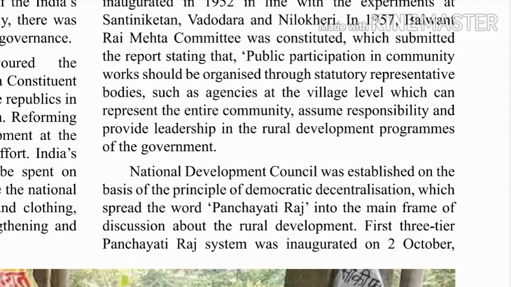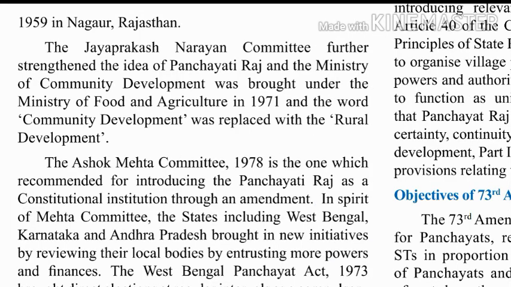The first three-tier Panchayati Raj system was inaugurated on 2 October 1959 in Nagaur, Rajasthan. The Jayaprakash Narayan Committee further strengthened the idea of Panchayati Raj, and the Ministry of Community Development was brought under the Ministry of Food and Agriculture in 1971, and the word community development was replaced with rural development.